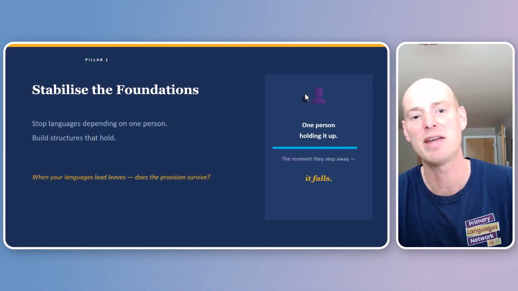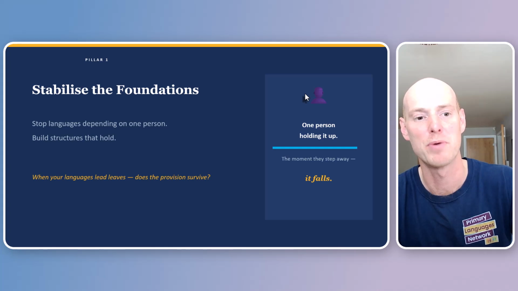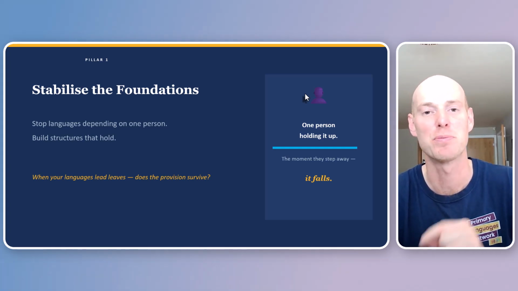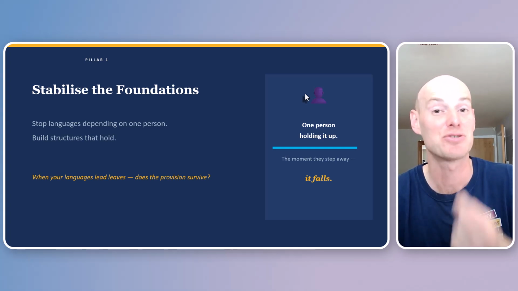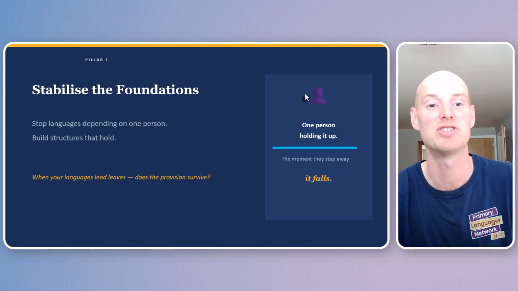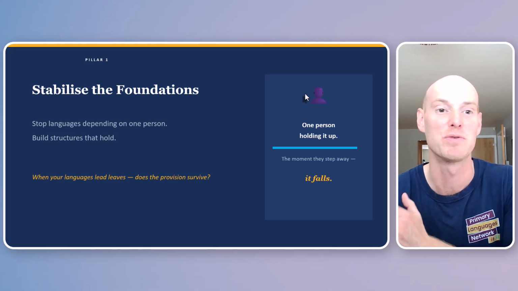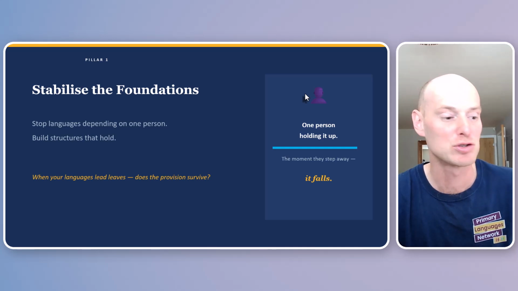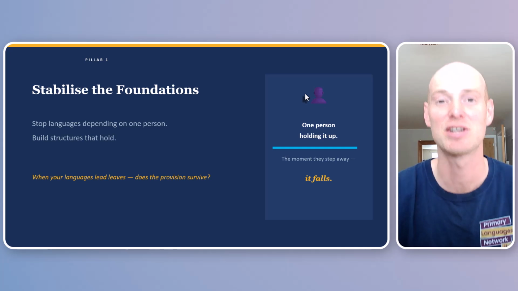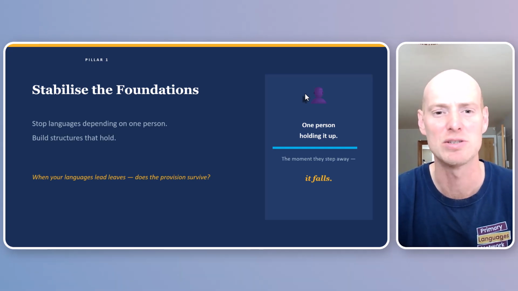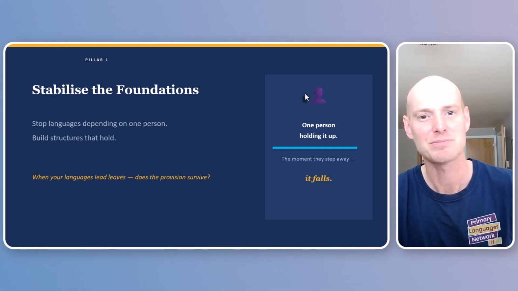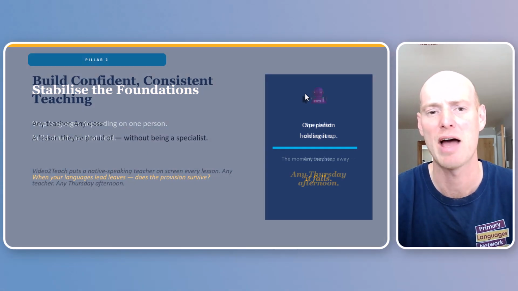So stabilising the foundations is stopping languages depending on one person and building a structure that holds. So that is making sure that your coordinator has set the subject up properly, has the right documentation, has created the right action plan. They have established really solid patterns of strategy that's going to enable, once we start progressing up through the steps, that we don't fall back down again. They're also aware of pupil voice, staff confidence audit. They've done a diagnostic of their language, and they're clear on what they need to work on. So we describe it as them leading the subject, but not carrying it. And you'll see later how we help out with that.